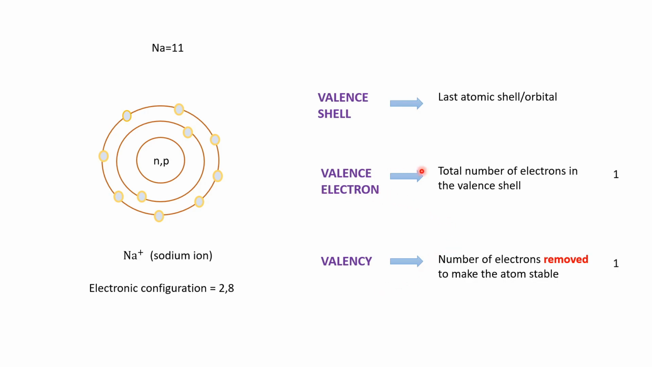Now the valence electron and valency are not the same all the time. Here in the case of sodium, the valence electron and valency have come to be the same, but it is not the same all the time. Now let's see another example so that the concept becomes clearer to you. So here we have chlorine.